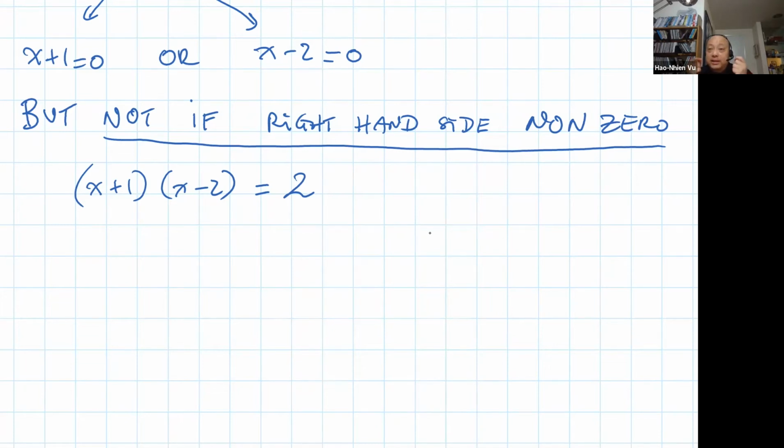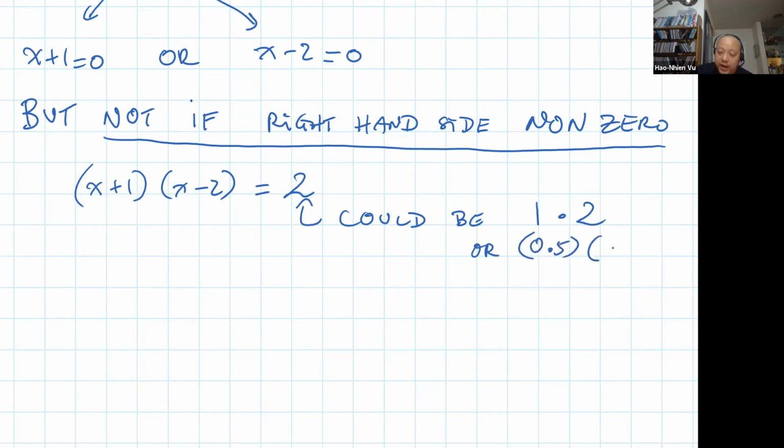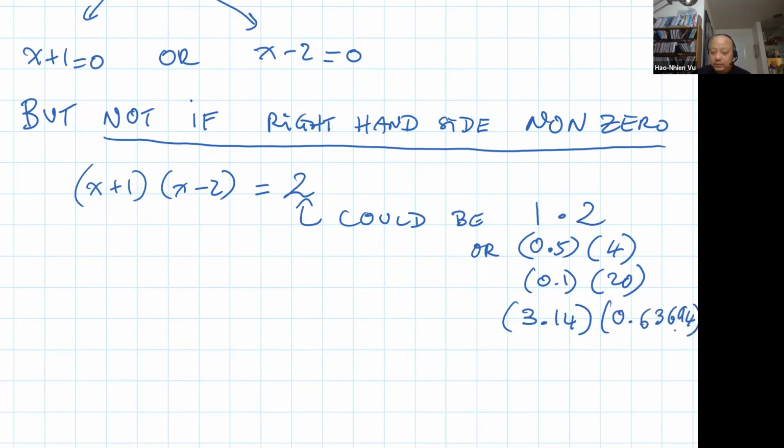When the right-hand side is a 2 like this, we have no idea what two numbers multiply to it. It could be 1 times 2, or it could be 0.5 times 4. 0.5 times 4 is 2. It could be 3.14 times 0.63694, etc. Who knows what two numbers, and for that matter, they could be negative as well. Who knows what two numbers with crazy decimals could multiply out to be equal to 2? That's why there's no equivalent products property when the right-hand side is not 0.